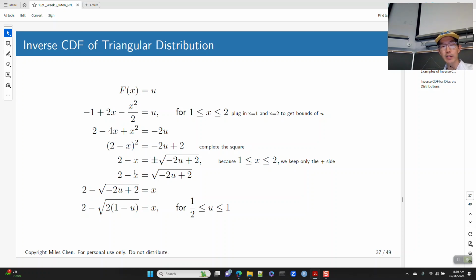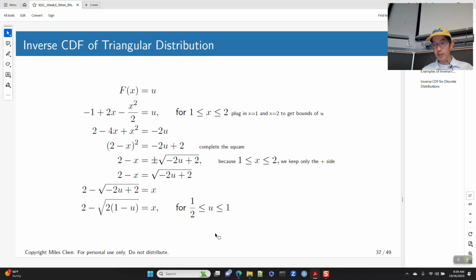So we'll keep the positive side, and solving for x, I will add x to both sides, and I will subtract off the square root of -2u plus 2. So this ends up being the quantity 2 minus the square root of -2u plus 2, which I can factor around to 2 minus the square root of 2 times 1 minus u, and this will be for values of u between 1/2 and 1.